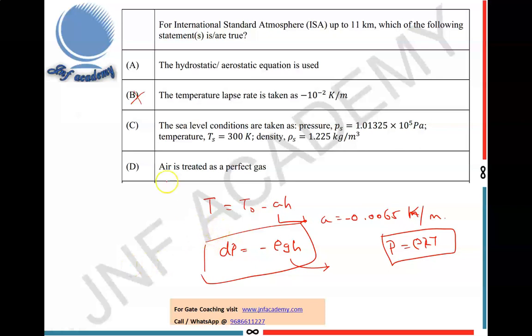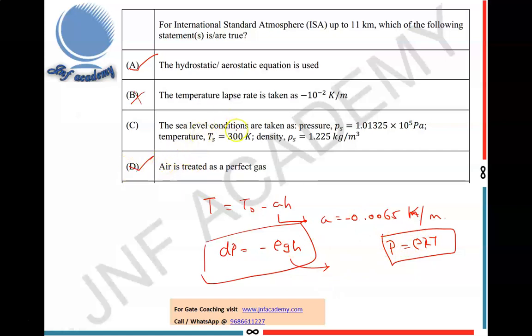So we have used the hydrostatic equation, that is true. Similarly, we have also treated air to be a perfect gas. That's why we have used this ideal gas equation in deriving the relationship between pressure and altitude and density and altitude. Because temperature is a measured equation, whereas the pressure and density variations with respect to altitude are derived equations. In that derivation we have used P is equal to rho RT, which means that we have assumed the air to be a perfect gas or ideal gas. So option D is also right.